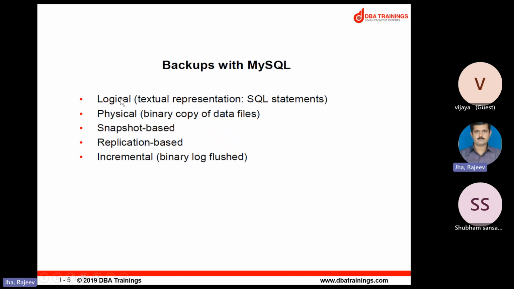The another we have is replication based backup. So as I told, master and slave. That means I have one server which is primary, and then we have multiple standby servers which are called slaves. So that way you can take the replication based backup. And the incremental backup you can do with the binary log. So these are the different backup methods available in MySQL. Based on your business need, you can choose which backup method you want to use.